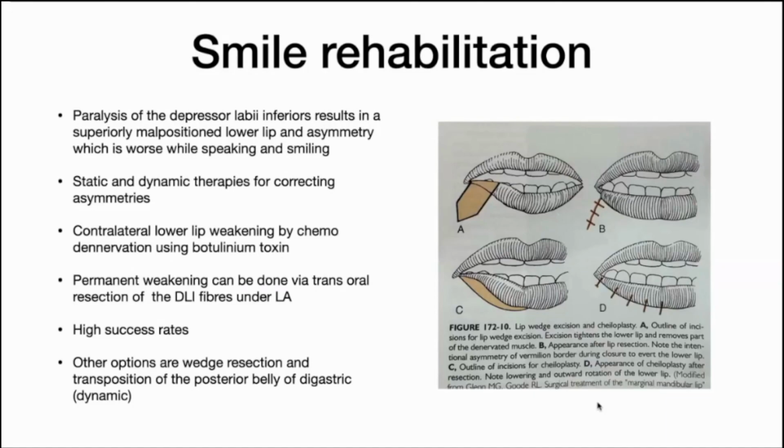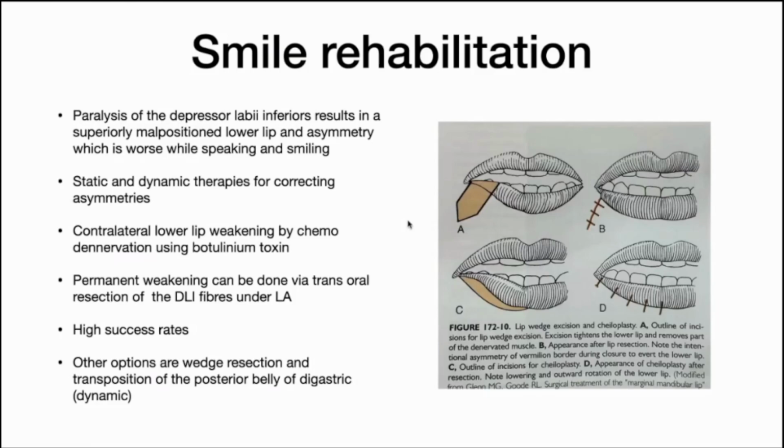The smile rehabilitation for the lower lip. The paralysis of the depressor labii inferioris results in a superiorly malpositioned lower lip and asymmetry, which is worse while speaking as well. This is seen more commonly in children with asymmetric crying facies. There are static as well as dynamic therapies for correcting the asymmetries.